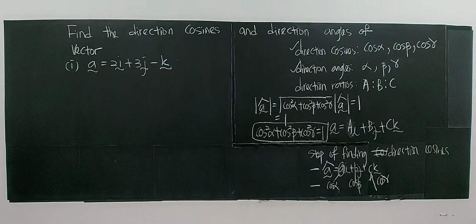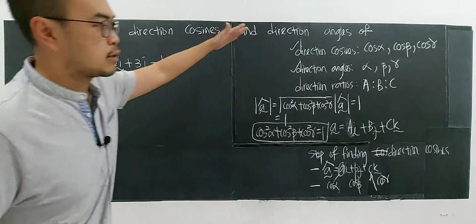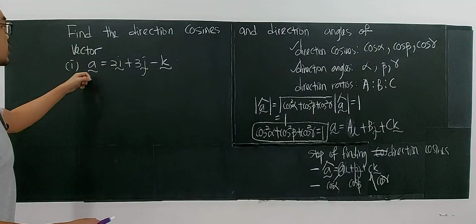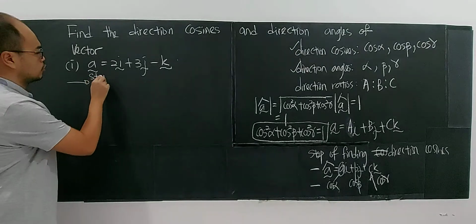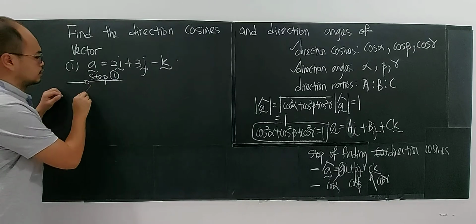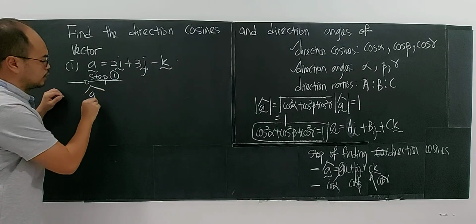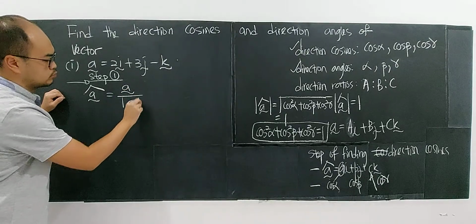Okay, let's look at how to answer this question. To answer this question is simple, but the problem is, can you remember all this? What is direction cosine? Step 1: you will have to find the unit vector. So how do we find the unit vector of A? You take the vector A and divide by its magnitude.